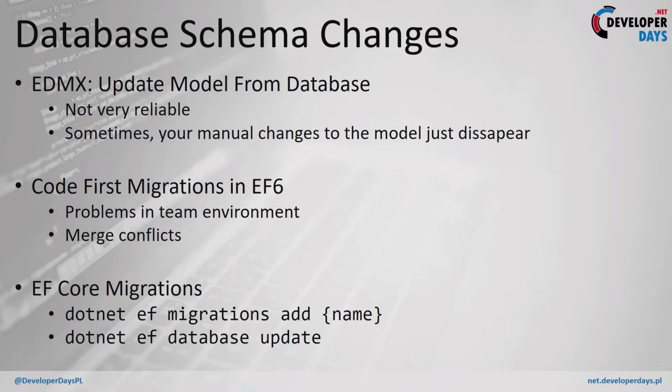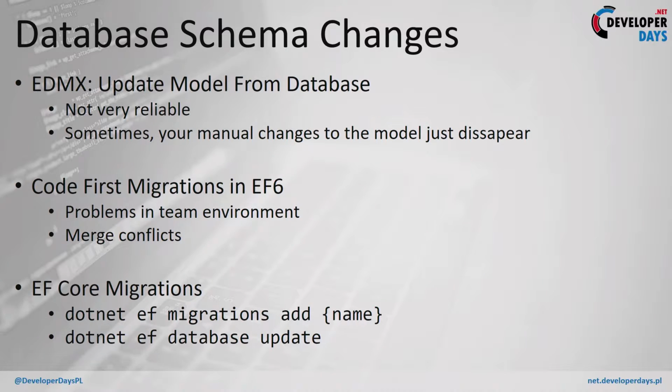For example, if it finds new tables, it will add them to the model. The problem was that it wasn't 100% reliable. In my experience, it wasn't even 90% reliable. And if you made any manual changes in the model, you probably lost them because it couldn't synchronize the model. So if you, for example, changed some relationship, you had to do it again and again because this feature could just break things. Also, if two people in the team changed the model in EDMX, you couldn't merge it.